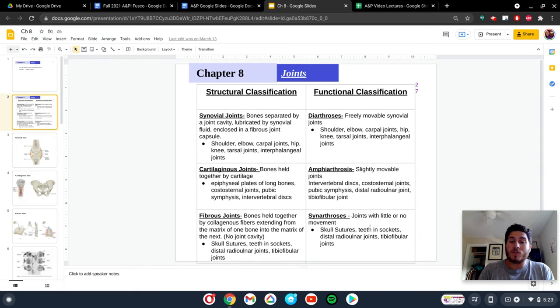Another really common example of this could be our teeth. So our teeth sockets, you don't want your teeth moving around too much. So these are some examples of synarthroses. Those are the three functional classifications. Freely movable, slightly movable, not much movement at all. So with that said, let's look at the opposite side of this. What are the structural classifications that come along with this? Because if the function is to freely move, what kind of joints are going to freely move?